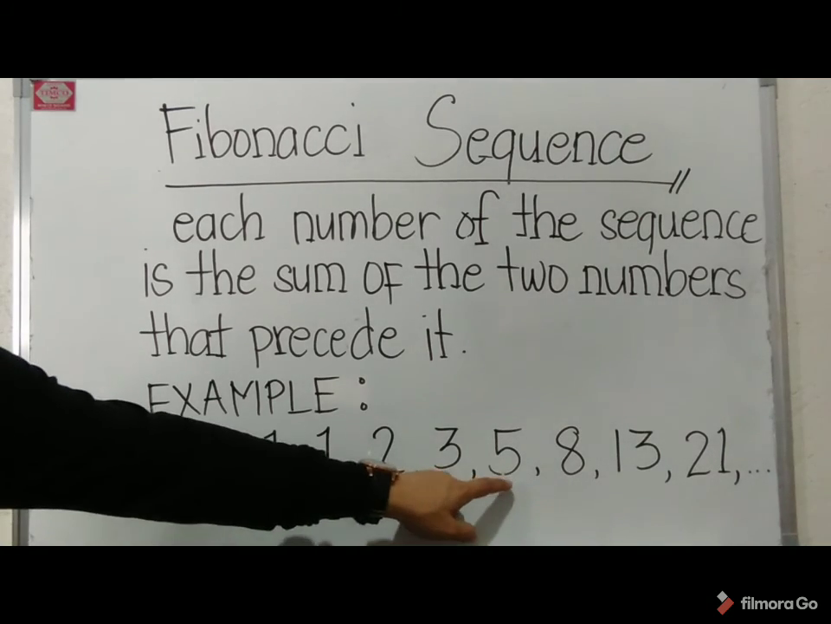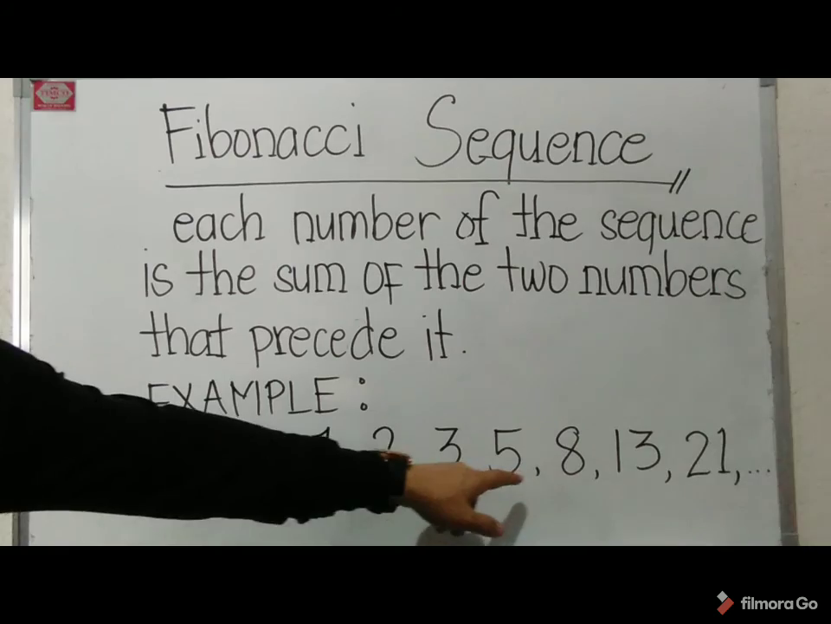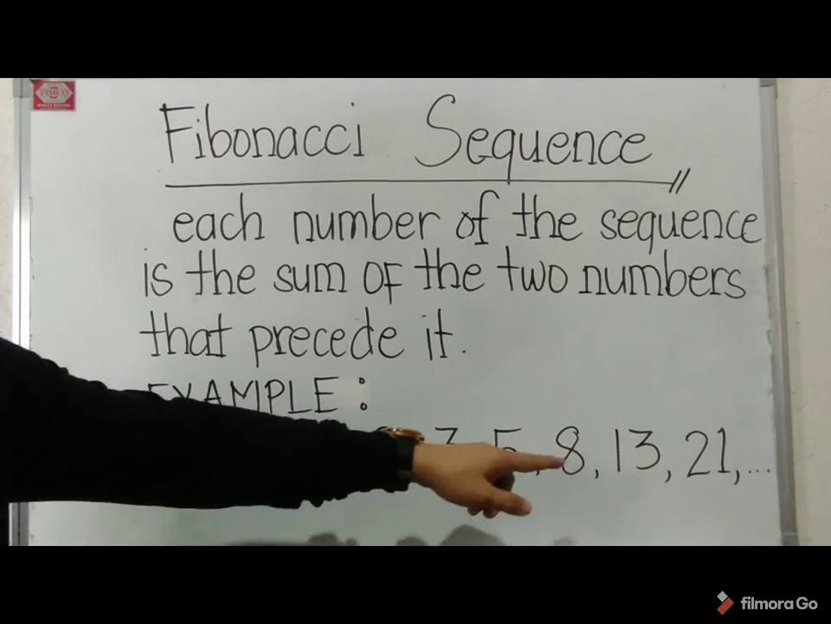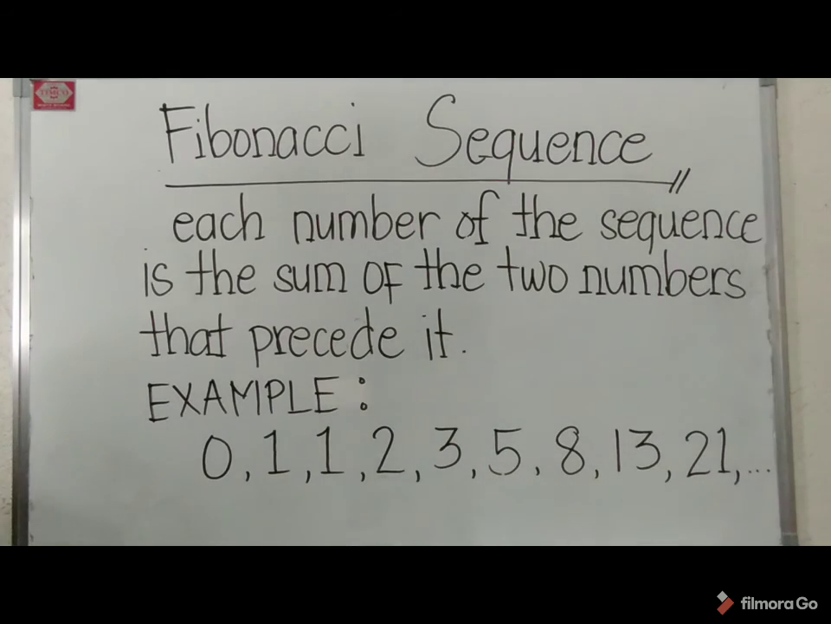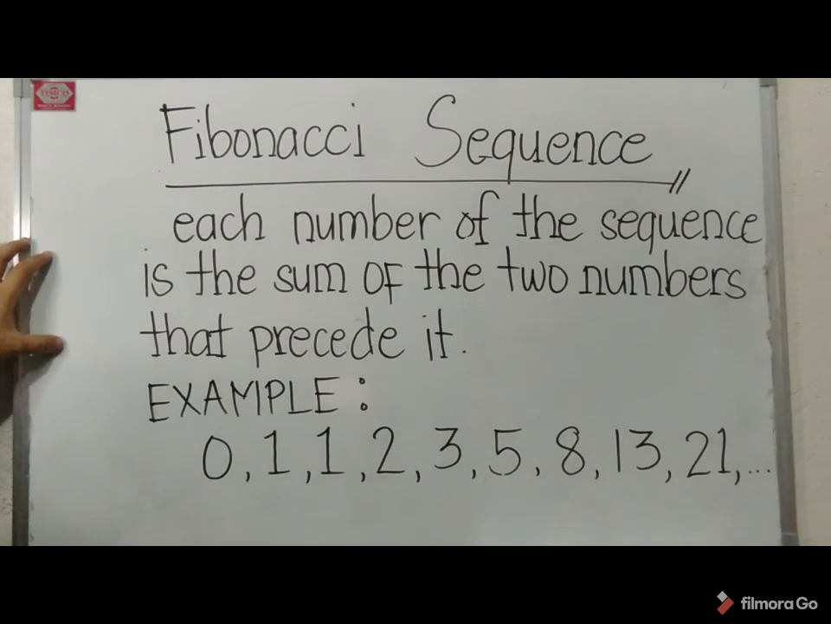Then, 3 plus 5 equals 8. Next, 5 plus 8 equals 13. And 8 plus 13 equals 21. Having a pattern like that, makukuha natin yung next number or term, sunod, or yung next term natin after ng 21. At ano yun? 13 plus 21 equals 34. So, after ng 21, ang sunod nating term doon ay 34. So, that is based from Fibonacci sequence.